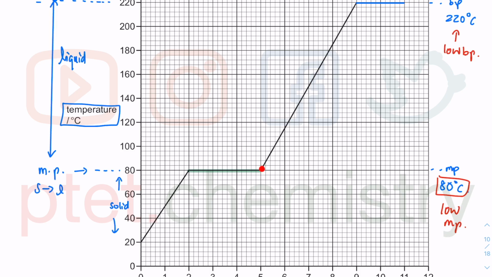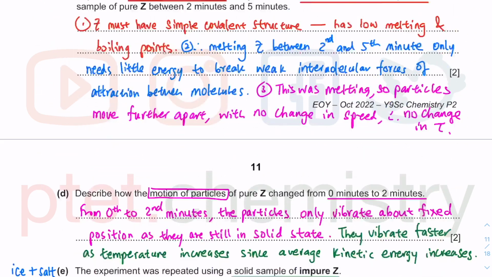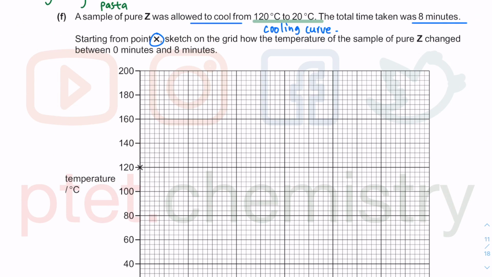The melting point is at 80 degrees Celsius. If the melting point is at 80 degrees Celsius, that means the freezing point would also be the same as the melting point, which is 80 degrees Celsius. And the total time taken was 8 minutes. It was allowed to cool.